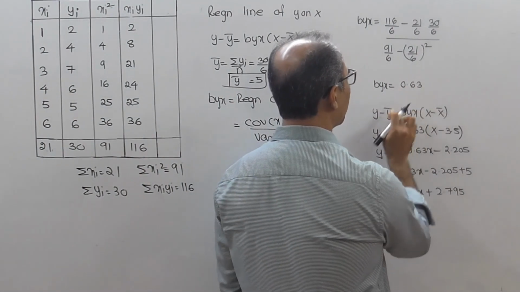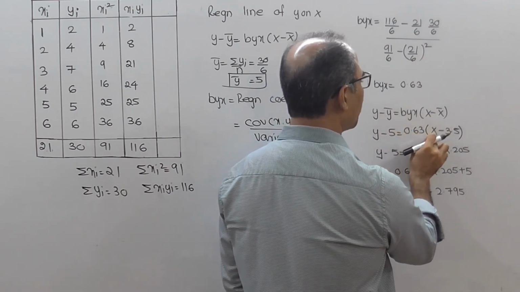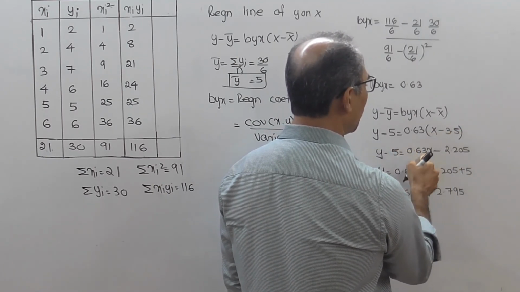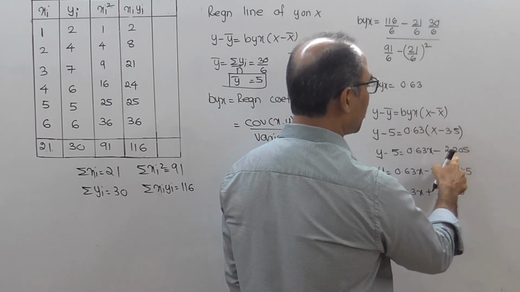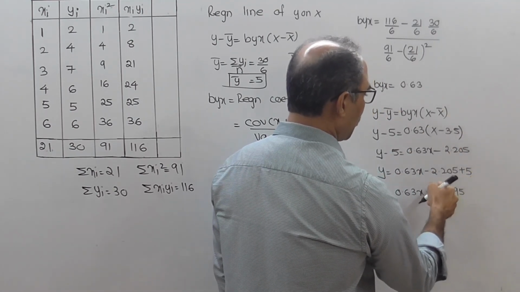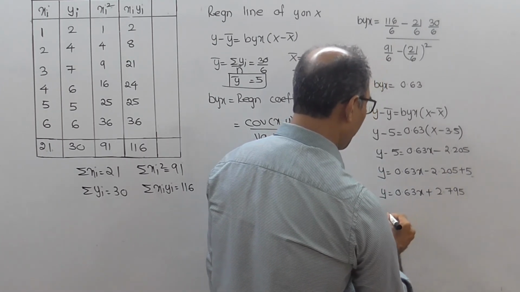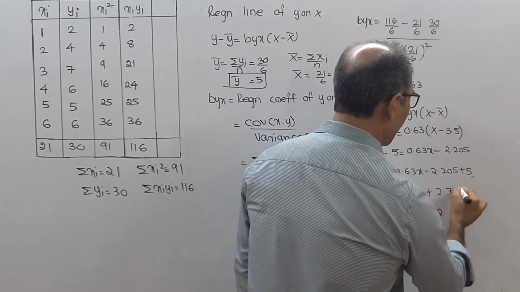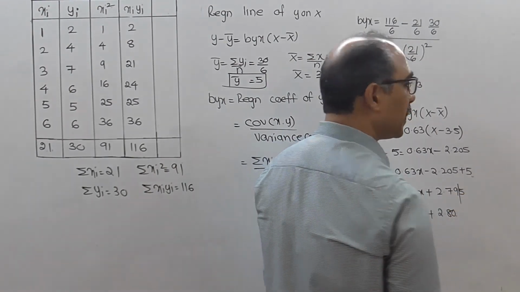Byx is 0.63. y minus y bar equals byx times x minus x bar, so y minus 5 equals 0.63 times x minus 3.5. So you get y minus 5 equal to 0.63x minus, if you multiply 0.63 and 3.5, the answer is 2.205. Take this minus 5 to that side, it will become plus 5. So minus 2.205 plus 5, I think that is 2.795. So I can say that y equals 0.63x plus 2.79; if the digit is 5 or greater than 5, you can add 1, so this becomes 2.80.